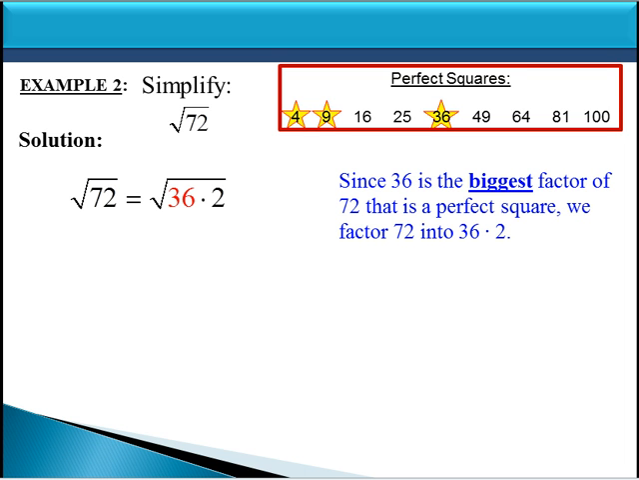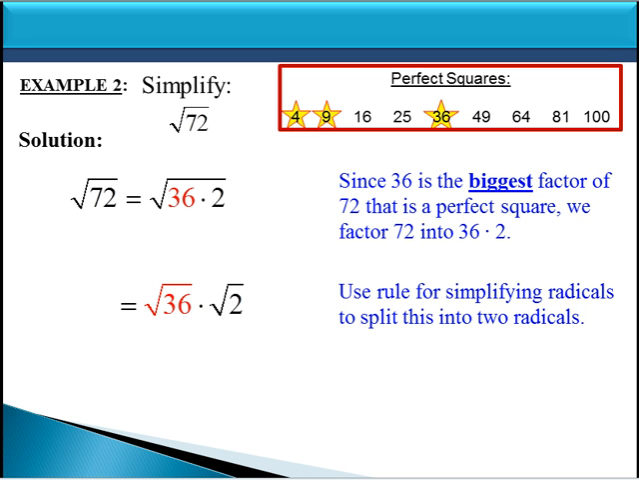So the rule says that if we have this square root of 36 times 2, we can rewrite this as the square root of 36 times the square root of 2. So we're just breaking it apart into two separate radicals that are multiplied together, which is what the rule says we can do. Now this is helpful because the square root of 36 can be simplified since it is a perfect square. So we go ahead and simplify the square root of 36.